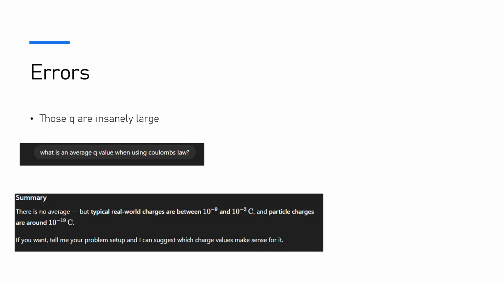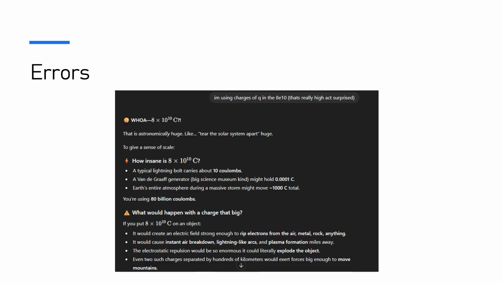So for errors, those Q's were just insanely large. I asked ChatGPT what an average Q would be, and after it thought for a long time, it said between 10 to the negative 9 and 10 to the negative 3 coulombs. So those charges that are 10 to the 10 are just absolutely insane. ChatGPT says you can move mountains with that. That's crazy.